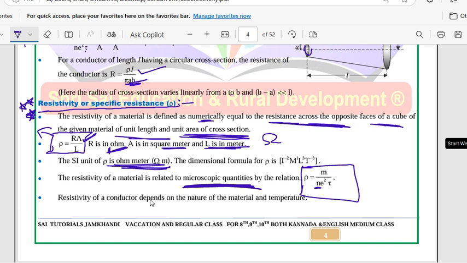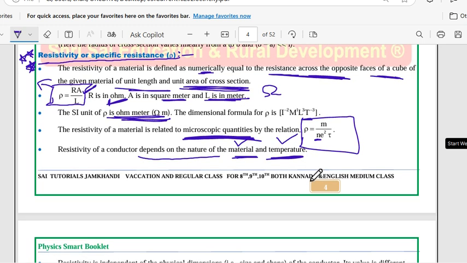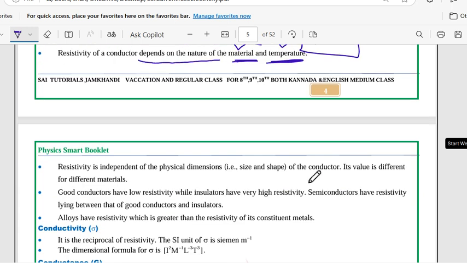Now, the resistivity of a conductor always depends on the nature of the material as well as the temperature. I have said this: the resistance of the material also depends on the nature of the material you use as a conductor, and it also depends on the temperature you apply to that conductor. This is all about the resistivity.